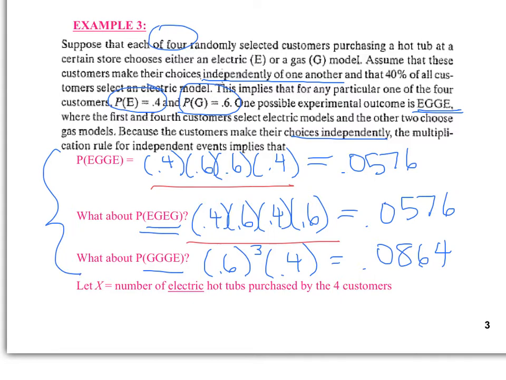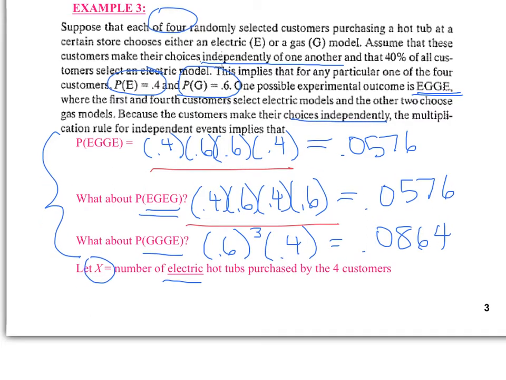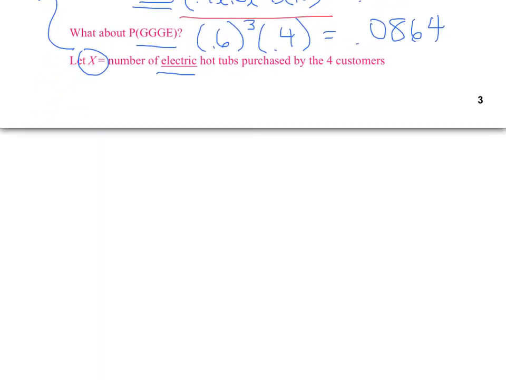It's straight up probability. But what we're going to do in this scenario is define X, our random variable, to be the number of electric hot tubs that are purchased by the next 4 customers. So what I've done on the next slide is I've created a tree diagram so that we can make it visual.